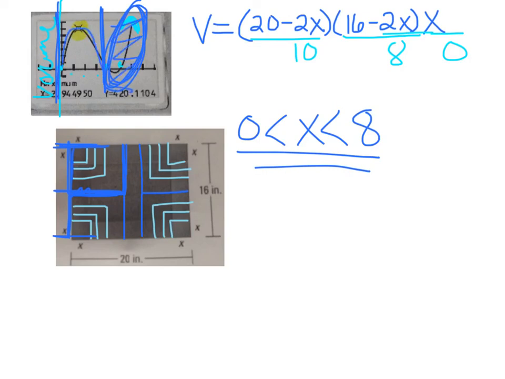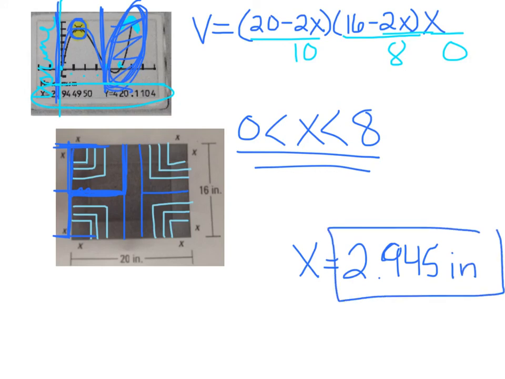So in this part, our maximum is this top here, which you can find using your calculator, second calc maximum. Here are the values right here, which I've pretty much written all over, but it gives you x equals 2.945. And so that is how many inches you want your little cut to be to maximize your volume.